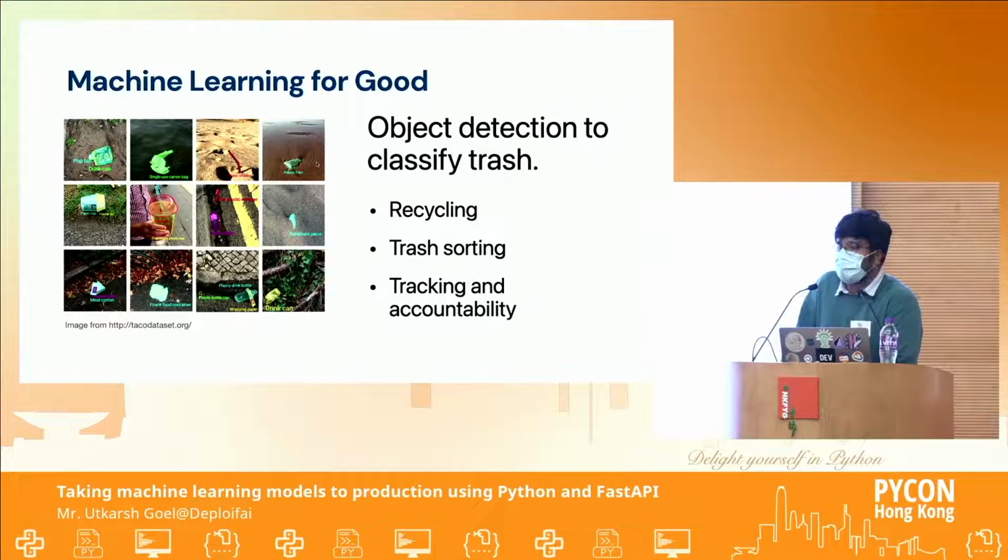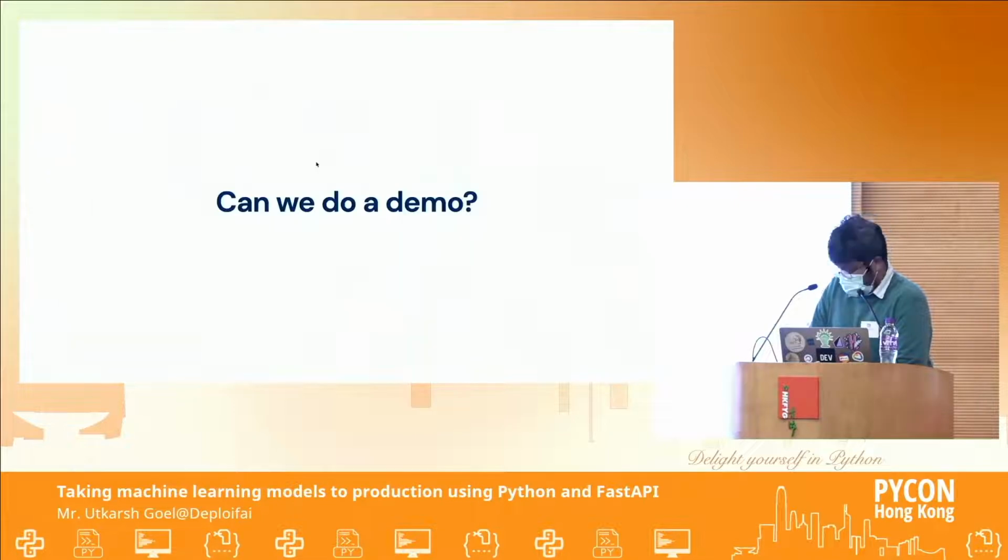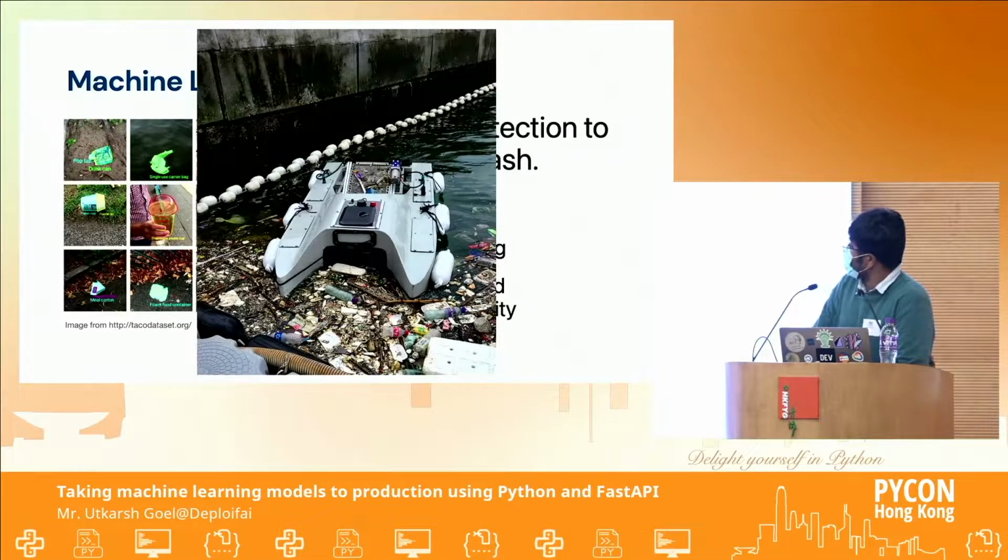It's a data set which is labeled for different kinds of trash, right? And this object detection model, we use it in our company for a very specific purpose, but to help you understand, this object detection model for trash can be used for a lot of different use cases, like recycling, trash sorting, tracking and accountability of what brands are making this trash, and so on and so forth, right? So there are a lot of applications of a very simple object detection model for this use case, and we use it for our robot, right?